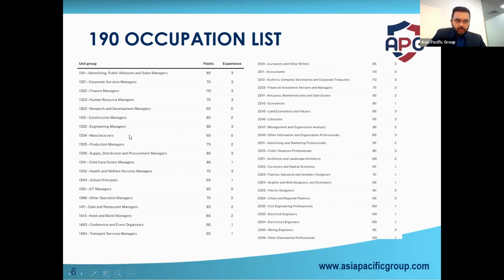So first of all, let's look at the 190. If you notice at the top, there's written points and experience. So points will mean how many points you need within the state points. So basically, if it's 85, meaning it should be 80 plus 5, meaning 80 points of your own, 5 points from the experience. Now, deemed experience means that any assessing body has given you. All right, so that's what is meant by experience.